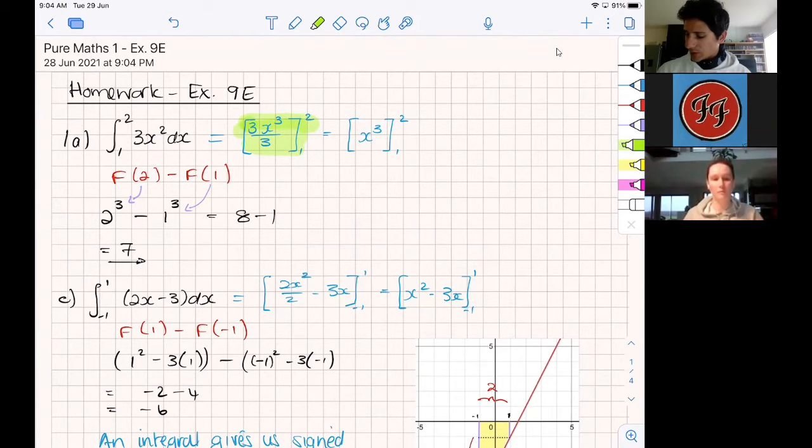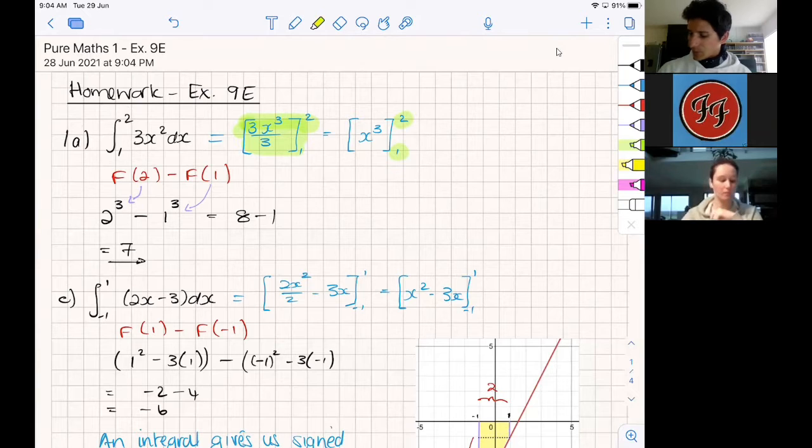And we mustn't forget these limits over here, because that tells me this is a definite integral. If I leave those out, then I've got an indefinite integral, and if I have an indefinite integral, then I must remember to put in plus c. The only reason we don't have plus c here is because they're basically going to cancel each other out when we do the next step.